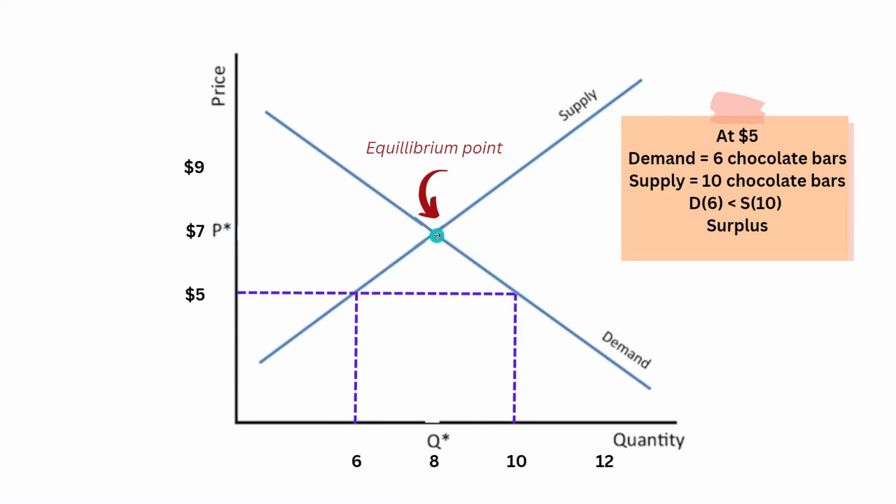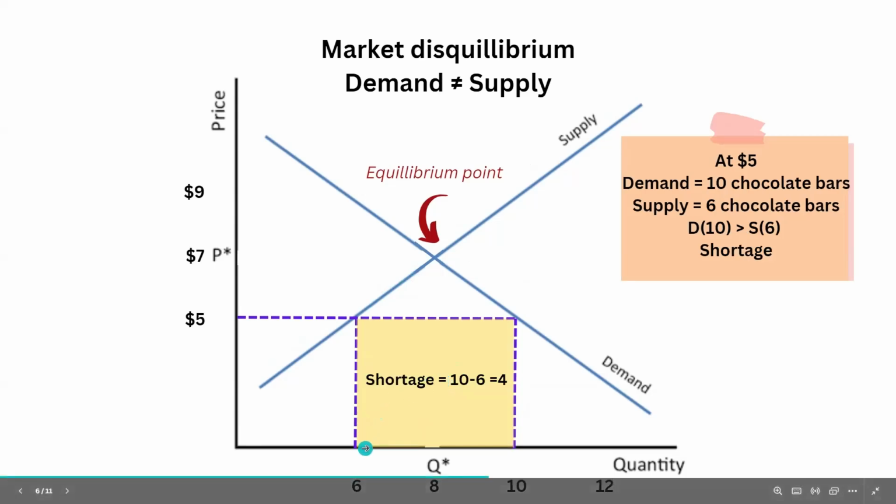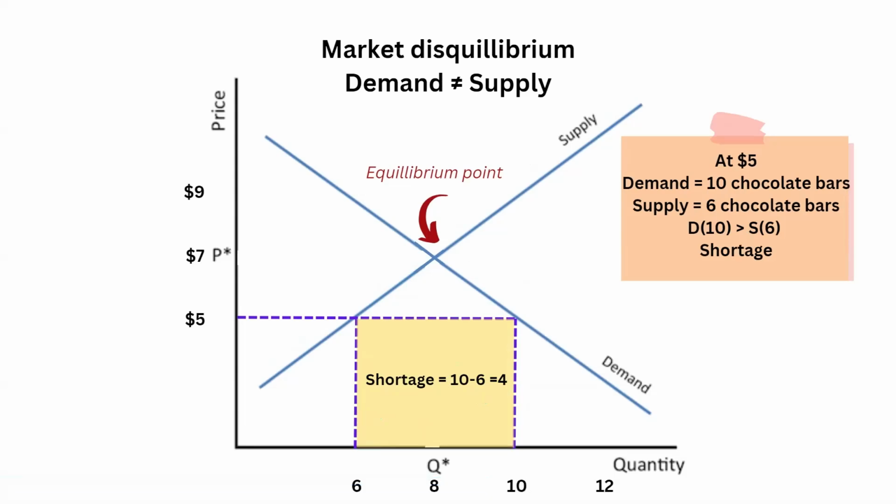This was the equilibrium point, and this is below the equilibrium point. So the market is in disequilibrium. This square here is called the shortage because the demand is 10, but the supply is 6. So just reduce 10 by 6, the answer would be 4 chocolate bars. And since the demand and supply are not equal, this would be a disequilibrium.